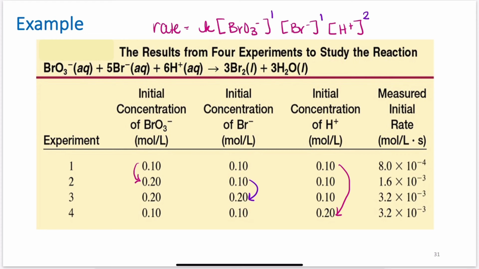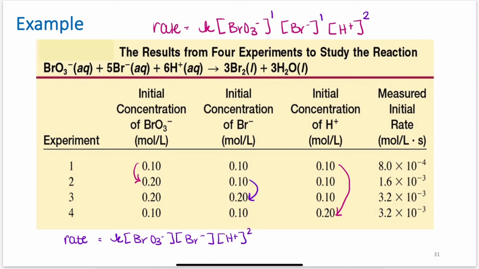The way we actually write that, we don't write those ones. We would write the rate is equal to K times BrO3 minus times Br minus times H plus squared.